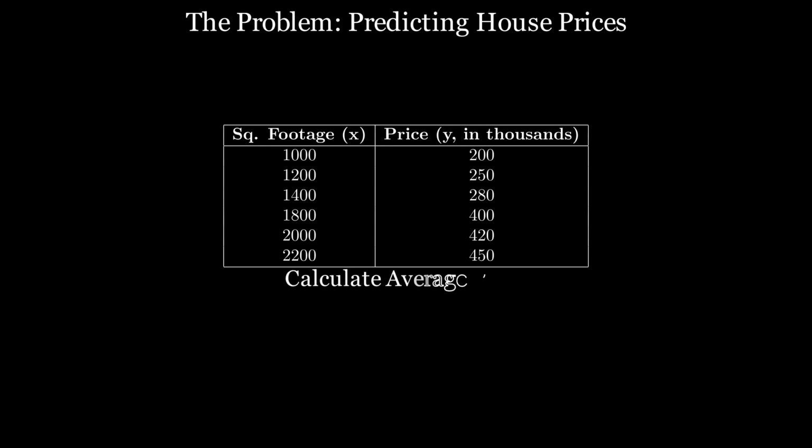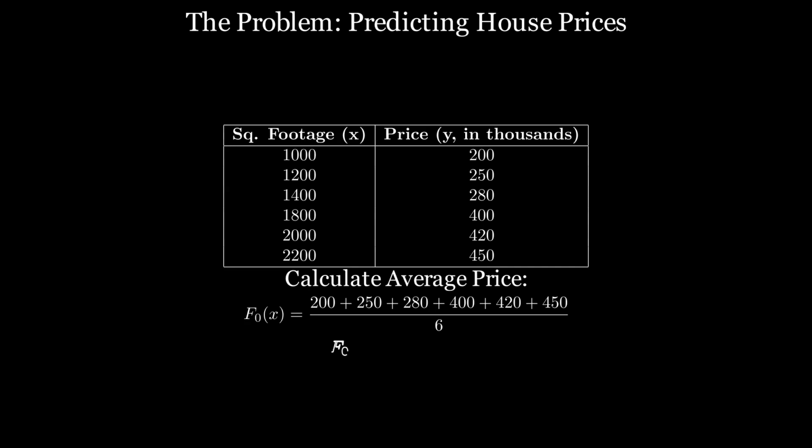Let's calculate the average price from our data. We sum all the prices and divide by the number of houses, which is 6. The sum is 2,000. And dividing by 6 gives us approximately 333.33. For simplicity, we'll round this to 333. This is our base model, our first guess.